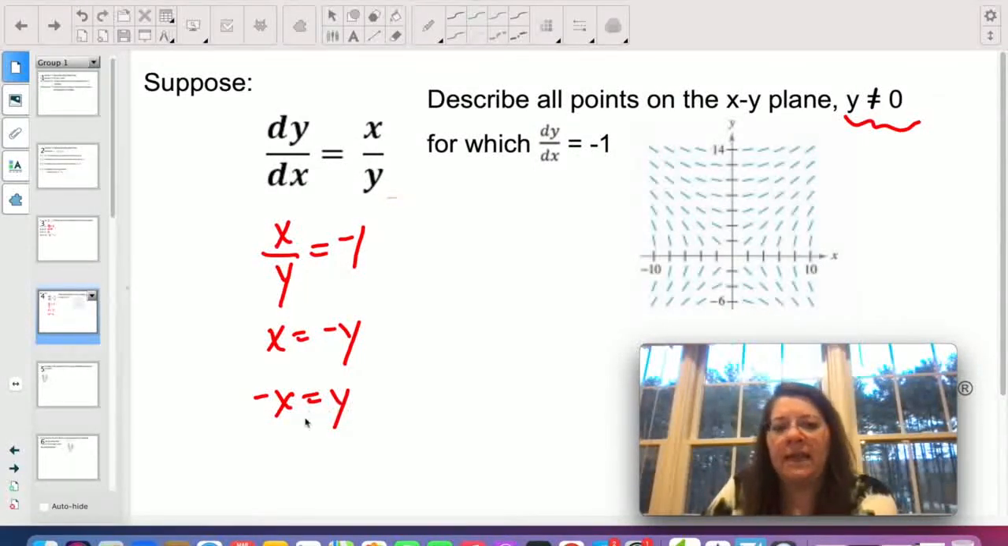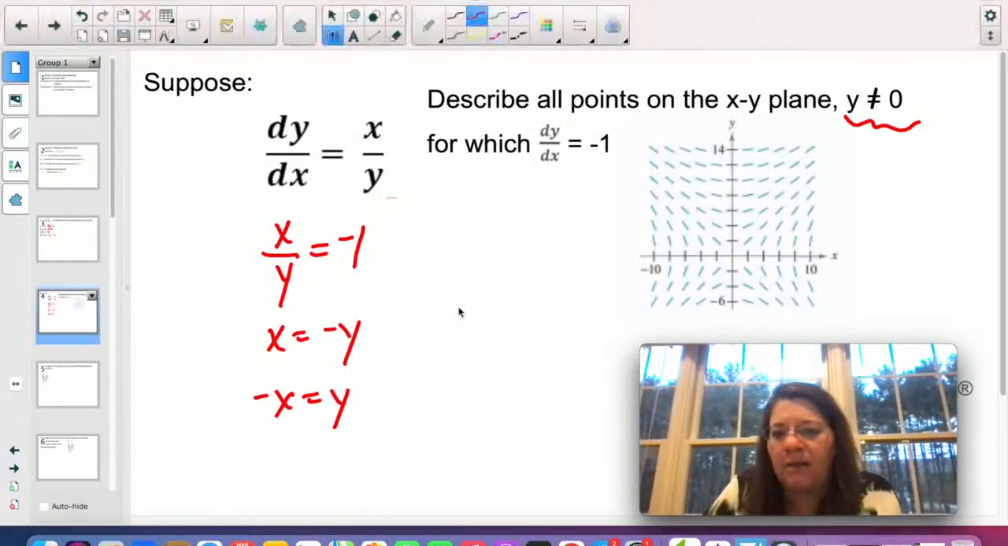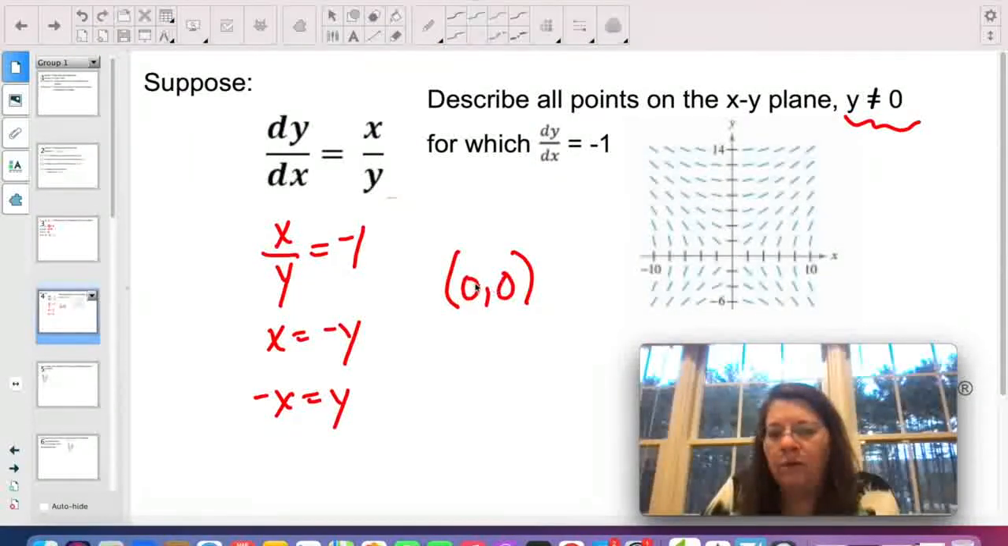What this is saying is the slope of the tangent line will be negative 1, or our differential equation equals negative 1, when y is the opposite of x, or x is the opposite of y. Now let's think about that. Think about ordered pairs where we have opposites. Like, let's think about 0, 0. Well, 0 is its own opposite, right? It can't be positive or negative, but they did say that y cannot equal 0. So this would not be a situation that we're talking about.